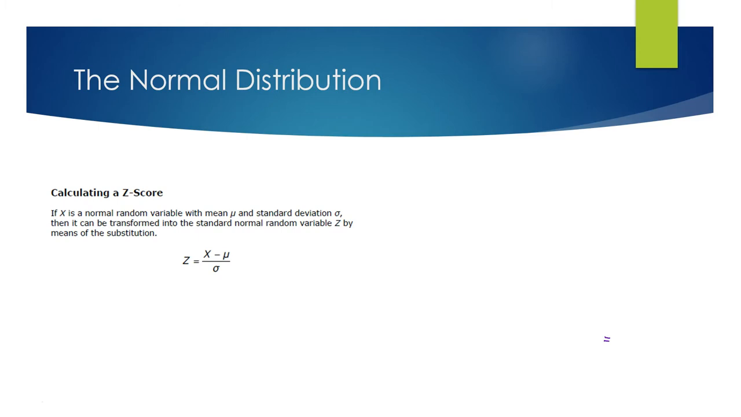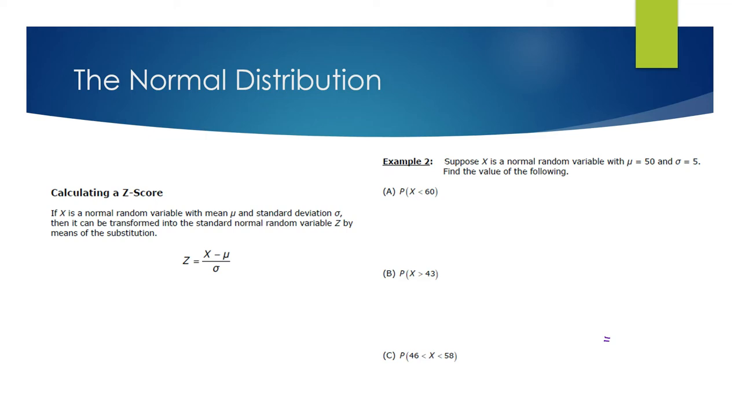For instance, looking at this example, suppose x is a normal random variable with the mean being 50 and the standard deviation being 5. Find the value of the following. The first one is the probability that x is less than 60. The first thing you need to do is change this into a z distribution. If the score is 60, what's that for a z-score? Which means z would have to be less than a certain amount, and go from there. So use that idea and see if you can come up with the probability for A.